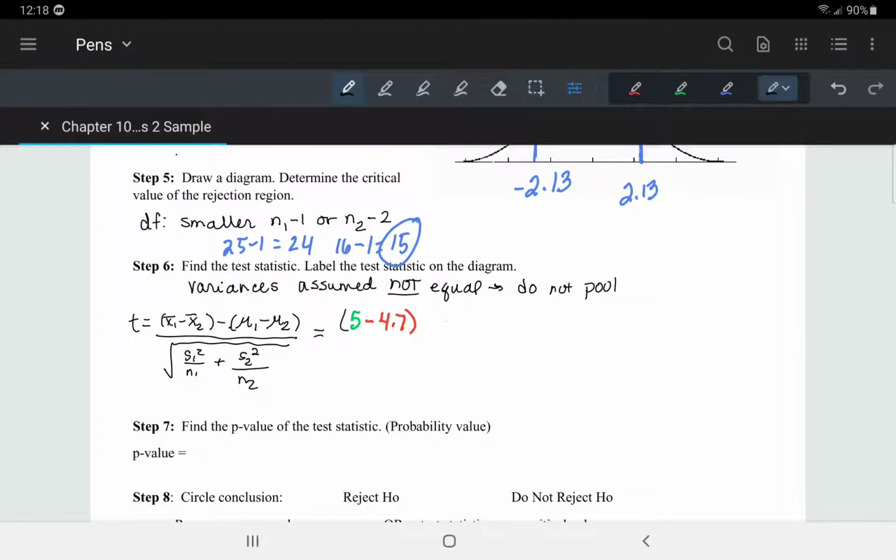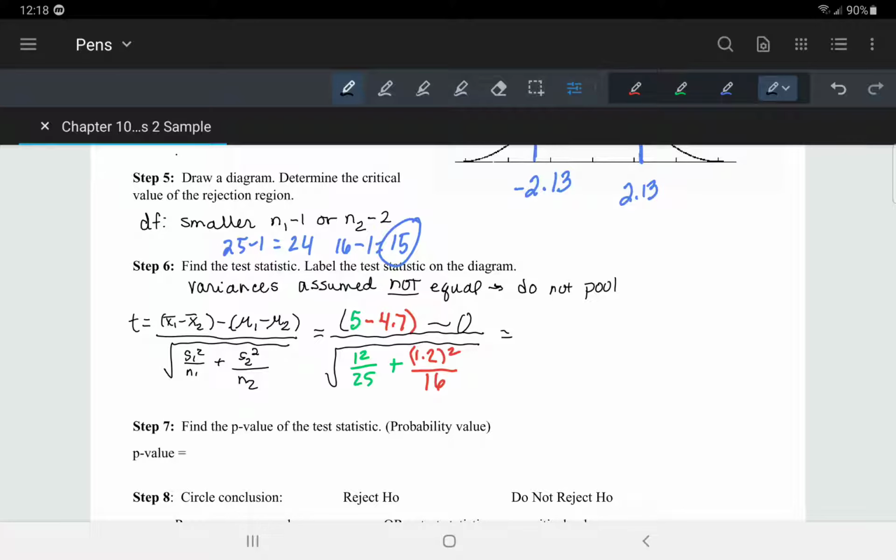Then we'll subtract off the difference between mu1 and mu2, or A and B, and we've assumed that to be equal to 0. After that, in the denominator, we'll look for the first sample standard deviation, which is 1, square that, and divide by n1, which is 25, plus for the second sample, the standard deviation is 1.2, that needs to be squared, and then divided by n2, which is 16.